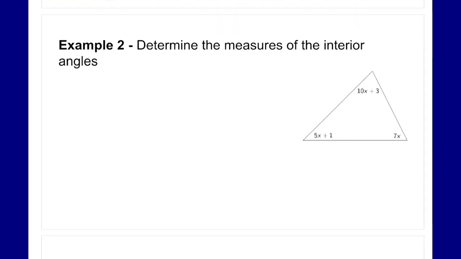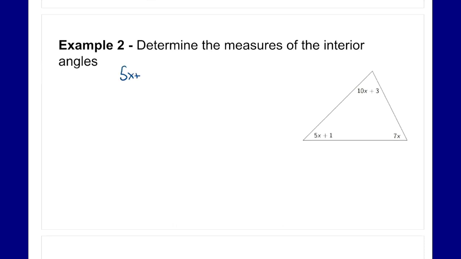Example 2, we want to determine the measures of the interior angles of the triangle. Except I'm not given any angles, I'm given expressions. But what we can do is take these expressions, using our knowledge of theorems or properties, and combine the two to help solve for these interior angles. We know that all three interior angles of a triangle have to add up to 180 degrees. So let's go through and add those up.